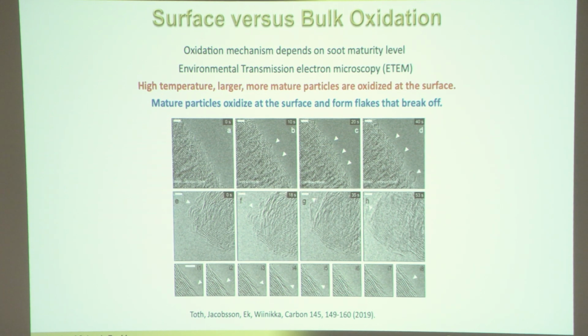You have the graphene sheets, right? The polycrystalline graphite on the outside, and those are now oxidizing from the outside. So these are large, mature particles. Small, mature particles can oxidize from the inside and also from the outside, and not mature particles tend to oxidize from the inside. So I think that's actually really cool.